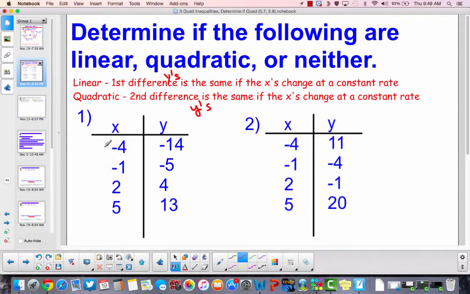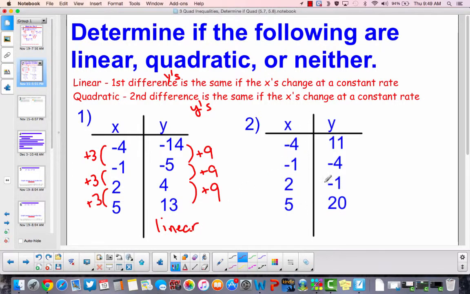So let's check our x's. How do I get from -4 to -1? I add 3. How do I get from -1 to 2? I add 3. How do I get from 2 to 5? I add 3. So those x's are changing at a constant rate. How do I get from -14 to -5? I add 9. How do I get from -5 to +4? I add 9. How do I get from 4 to 13? I add 9. That's the difference between each of those y's, and it's the same each time, so this is a linear function.